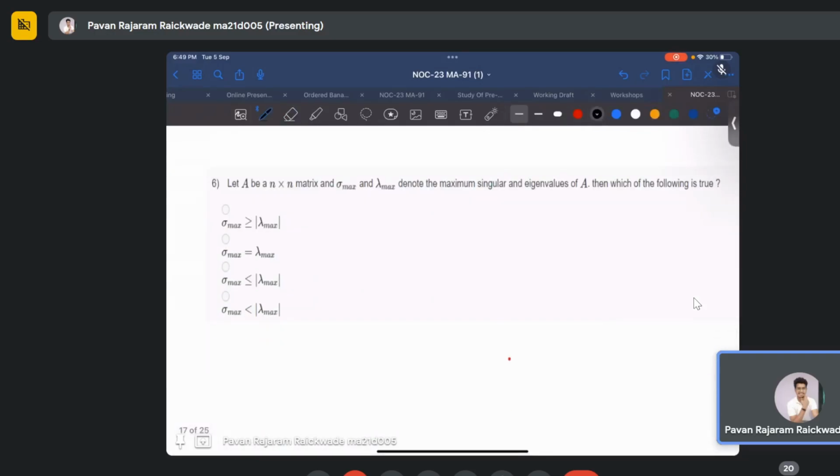Okay, let A be an n cross n matrix, and sigma max and lambda max denote the maximum singular value and eigenvalue of a matrix. Then which of the following is true?